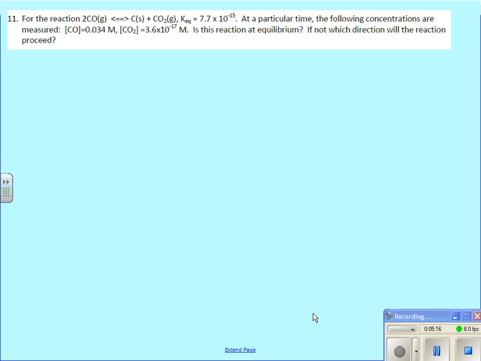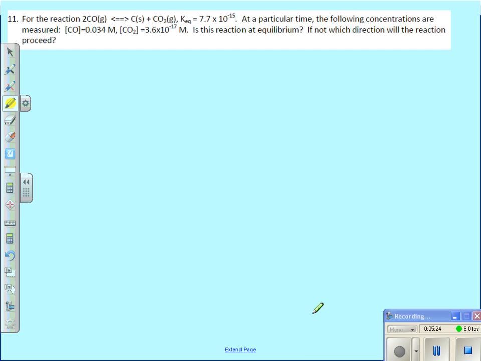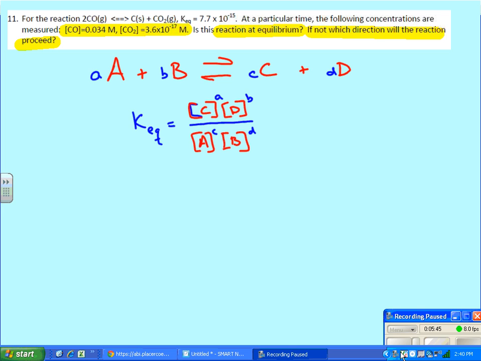The equilibrium constant is stated there, 7.7 times 10 to the negative 15. And we're asked, at a particular time, the following concentrations are measured. So a scientist comes in and actually measures these concentrations. We're asked, is the concentration at equilibrium, yes or no? And if not, which direction will the reaction proceed? That's asking, are we going to proceed to produce more reactants? Are we going to produce more products? Are we going to be moving to the left in the reverse direction or to the right in the forward direction?